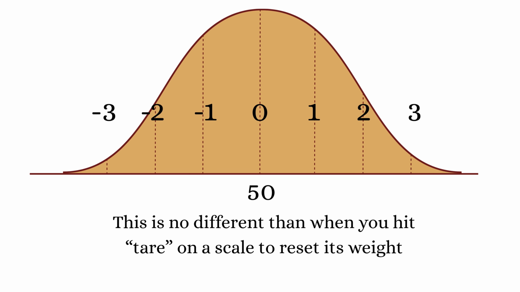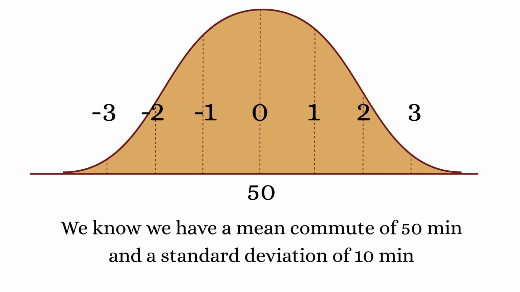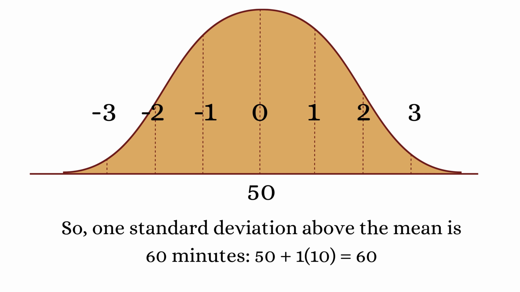So it's just a number line with our bell curve superimposed on top of it. It's no different. Each of these reference lines marks one standard deviation away from the mean. Since we know we have a mean of 50 and we know we have a standard deviation of 10, we can figure out what value should be at each reference line. One standard deviation above the mean is 60. We know this because it's our mean of 50 plus one standard deviation of 10, which is 60. So we can put 60 here.